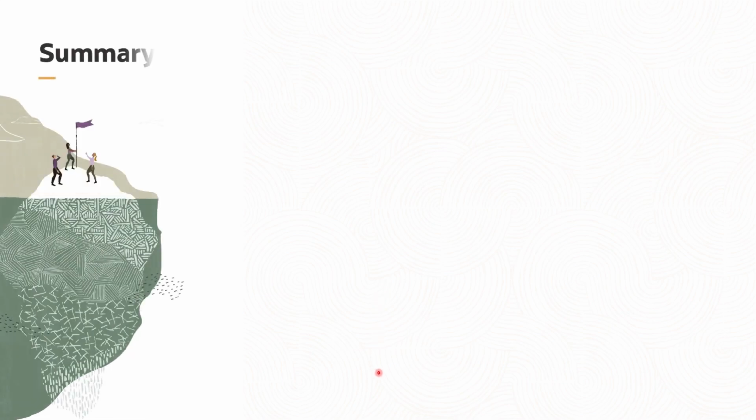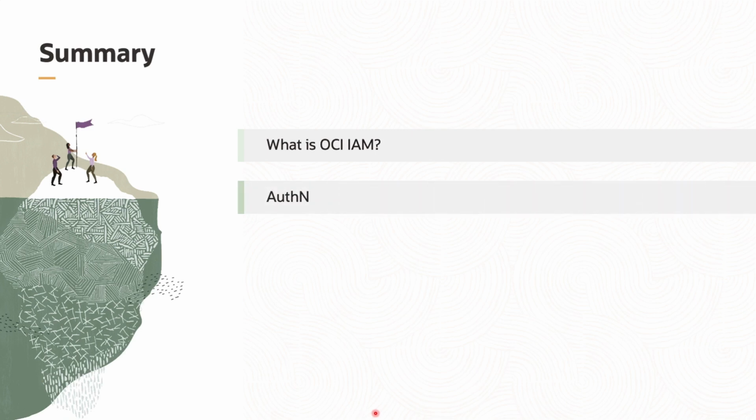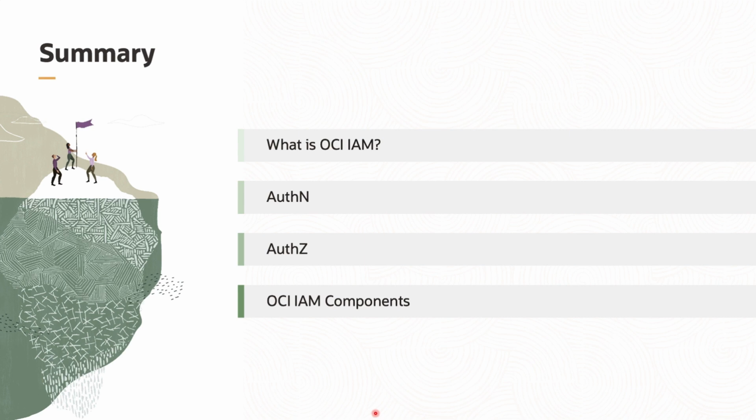So to summarize, we got to know about OCI IAM core concepts using authentication and authorization. In authentication, we confirm who is allowed to access cloud resources, and we do authorization using policies to control access to the cloud resources. We also looked at various OCI components, and we will be dealing with each of them in following lessons. Thanks for your time and happy learning.